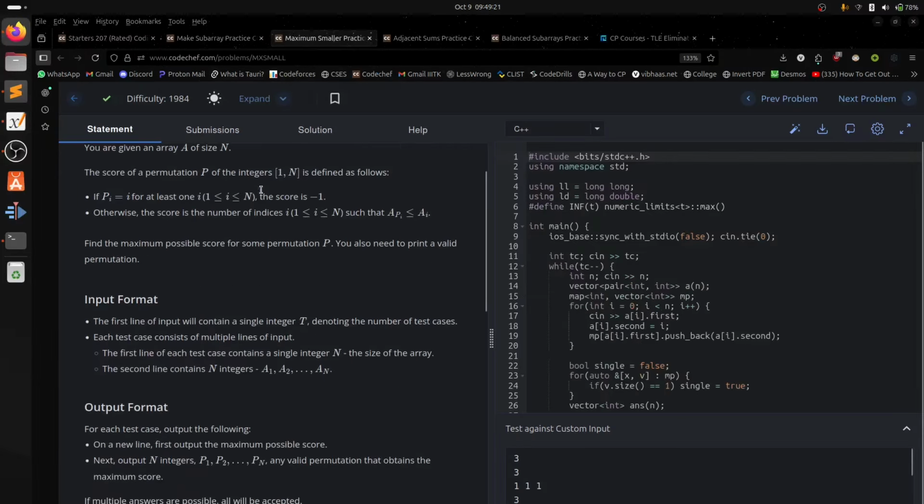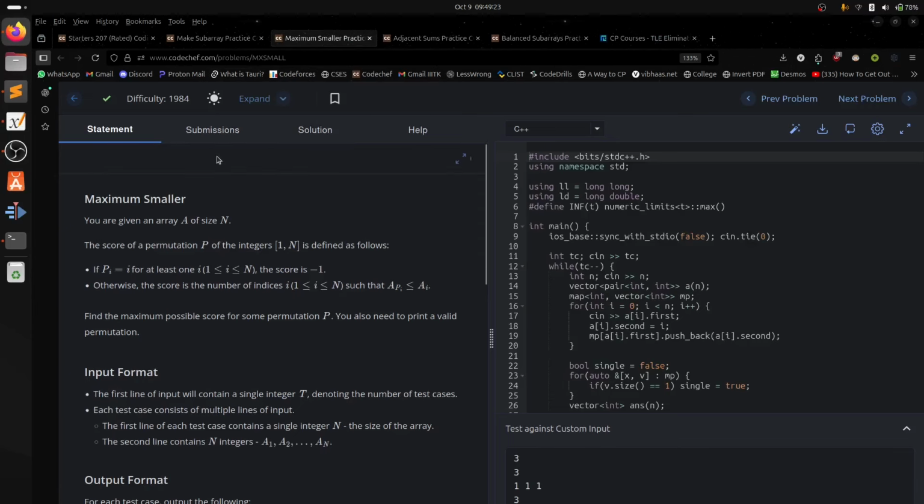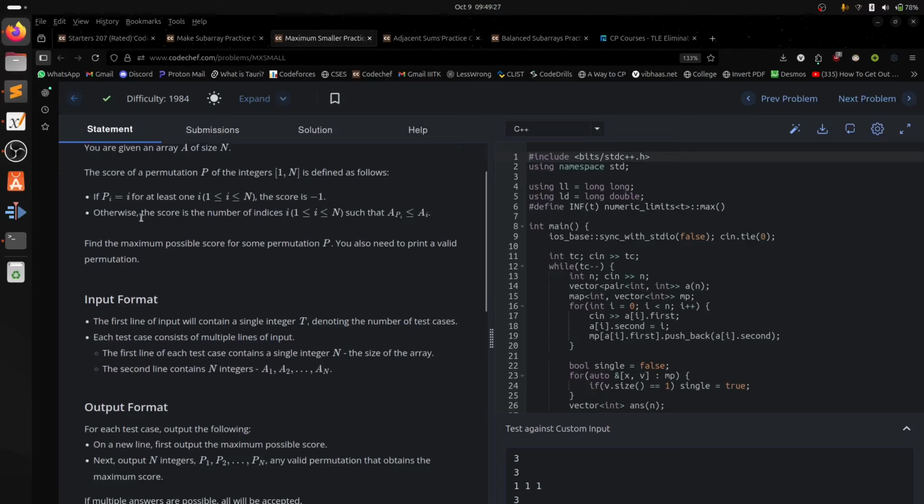Okay, so problem B. You're given an array A of size n. The score of a permutation of integers is defined as follows. If P of I is equal to I for at least one I, the score is -1. Otherwise, the score is the number of indices such that A of P of I is less than or equal to A of I.